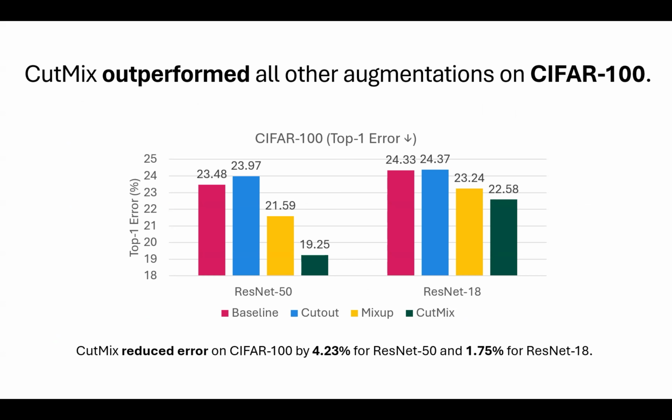So here are the results on CIFAR-100. CutMix outperformed all the other augmentations, reducing error for ResNet-50 by 4.23%, and reducing error for ResNet-18 by 1.75%. And notice that the larger model actually benefits more from the regularization, like we might expect, since larger models are more prone to overfitting.